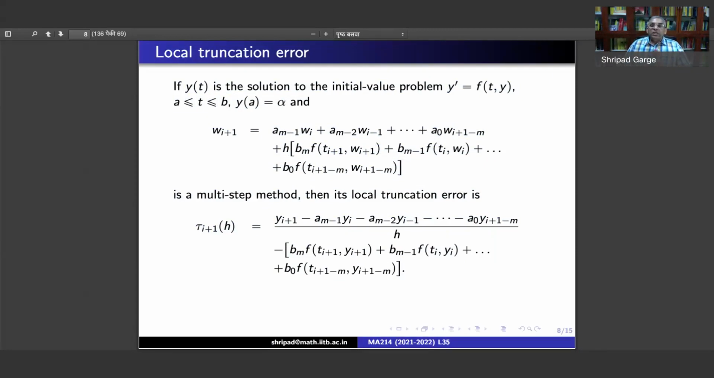So once again, local truncation error assumes that, now for the multi-step method, all the previous values are correct, and then it will see what error there can be for the i plus 1 approximation. Okay, so this is the formula for the local truncation error.